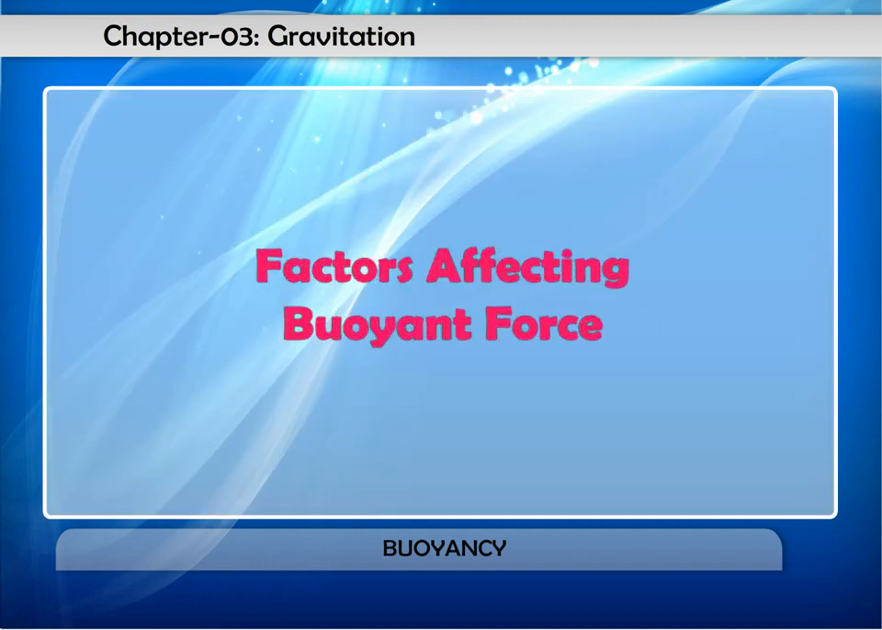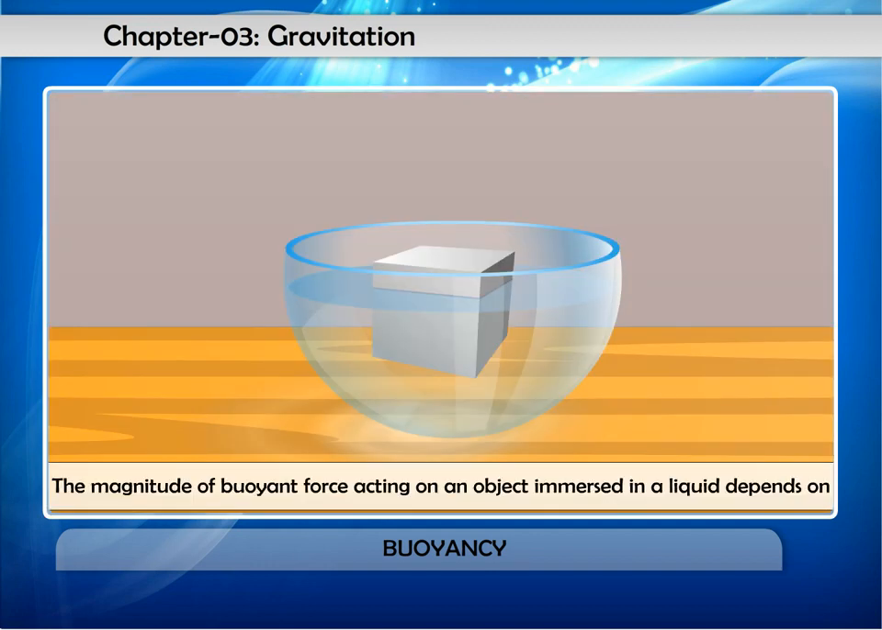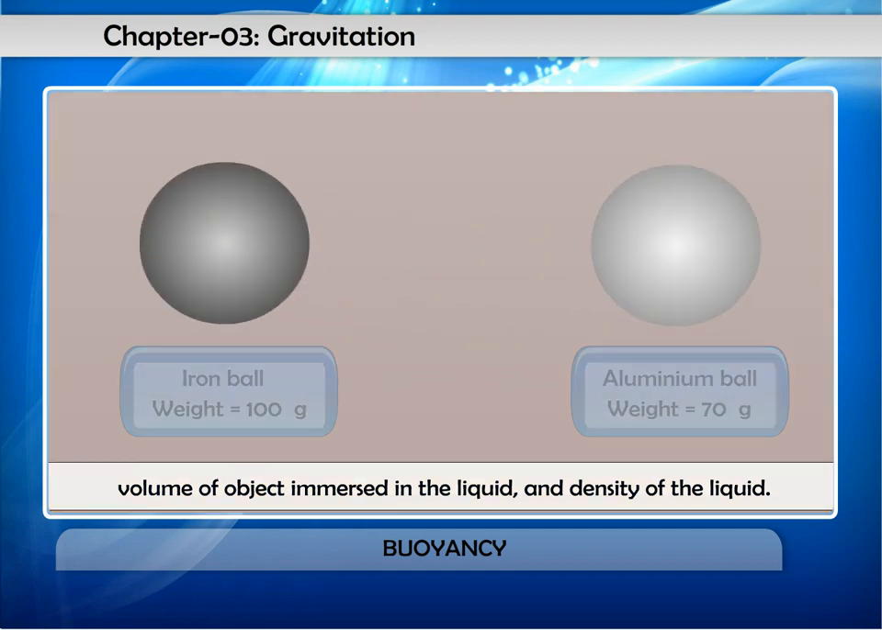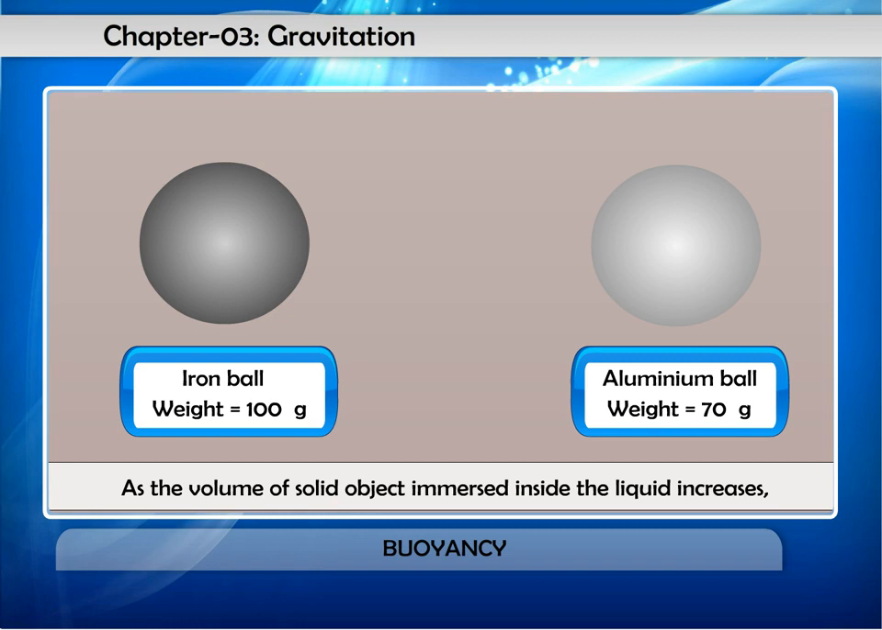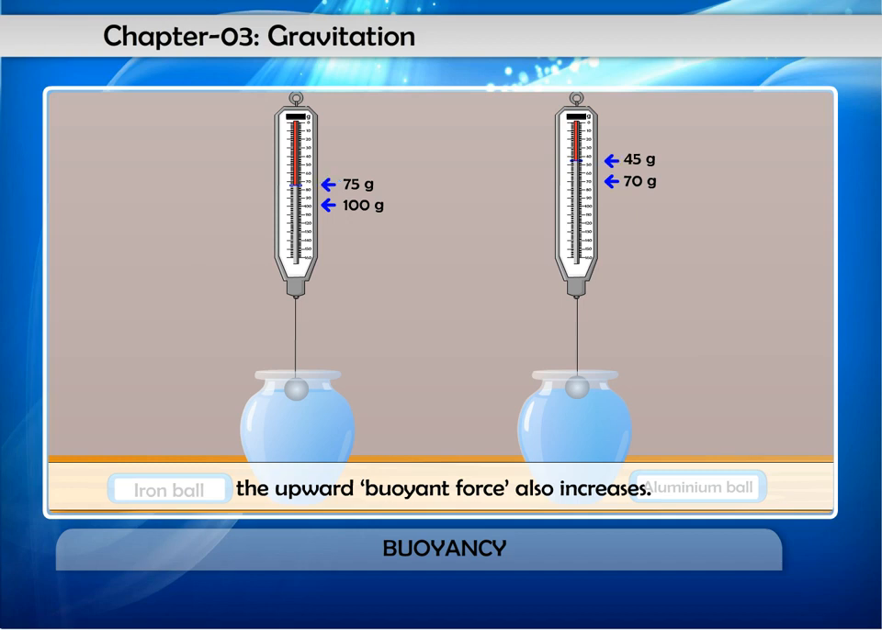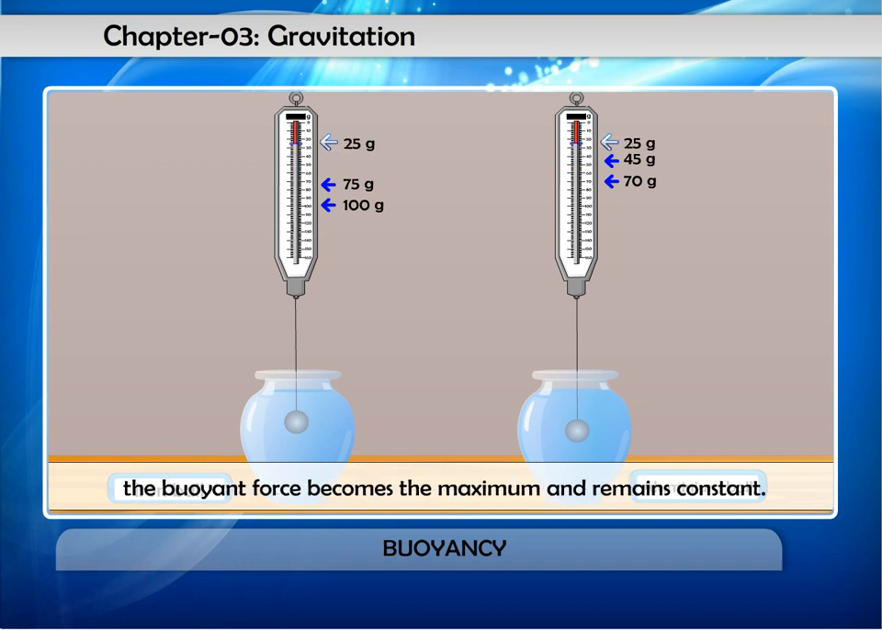Factors affecting buoyant force. The magnitude of buoyant force acting on an object immersed in a liquid depends on the volume of the object immersed in the liquid. As the volume of a solid object immersed inside the liquid increases, the upward buoyant force also increases, and when the object is completely immersed in the liquid, the buoyant force becomes the maximum and remains constant.